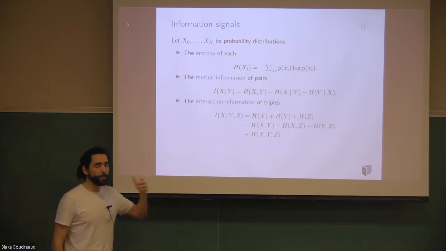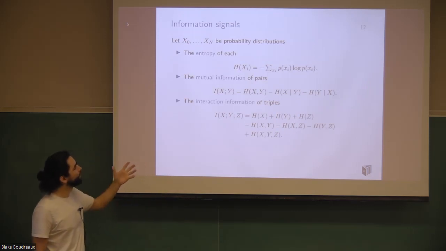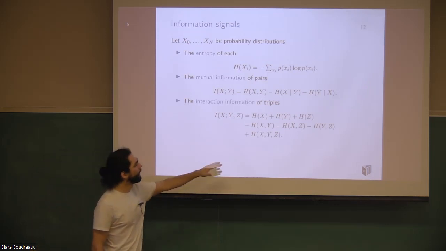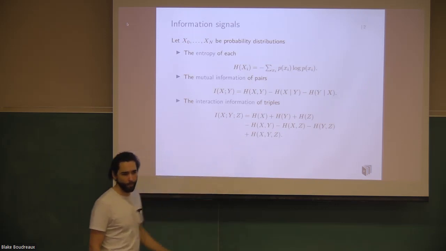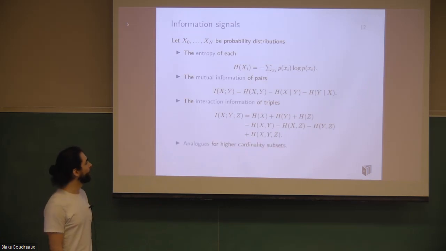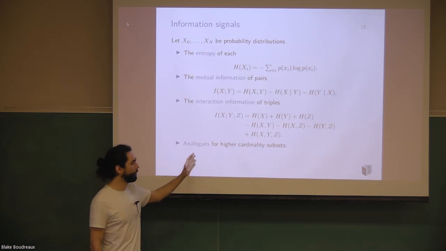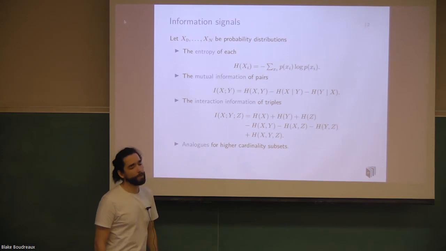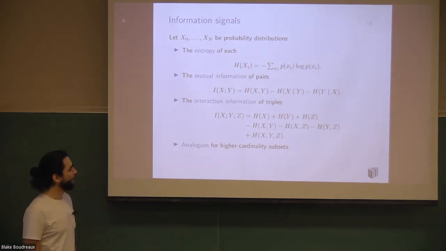And there are generalizations of this concept of mutual information. In the case of triples, we have the interaction information, again defined in terms of an inclusion-exclusion principle. And we don't have to stop here. We can define it in multiple ways. It's not just one definition. There are many proposed definitions, not equivalent, for analogs of these quantities for subsets of these probability distributions that have arbitrary cardinalities.